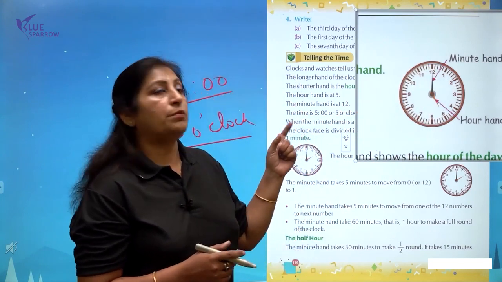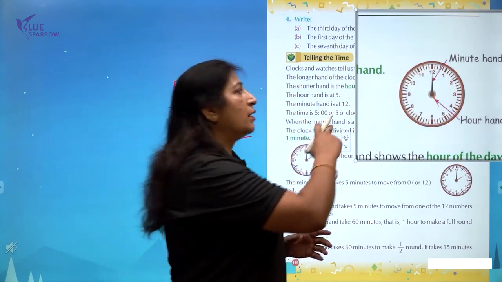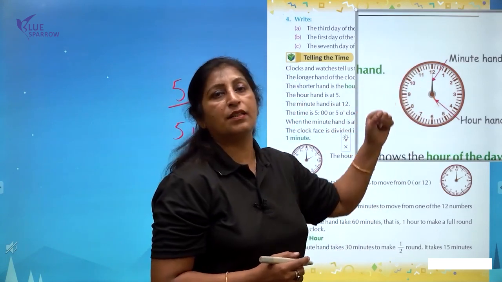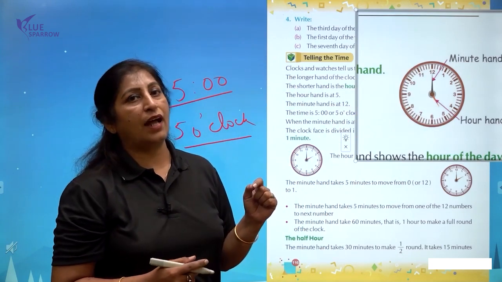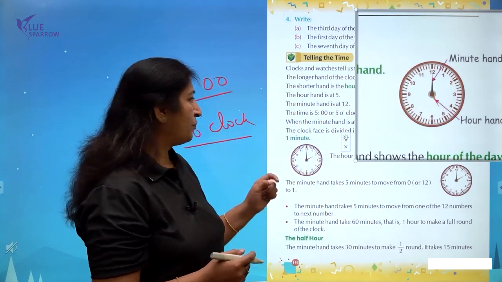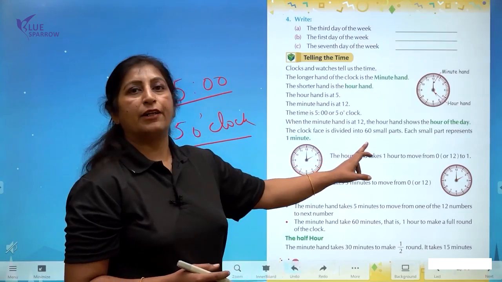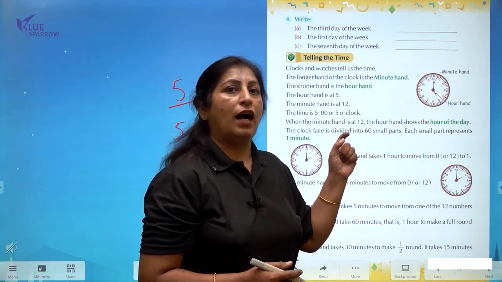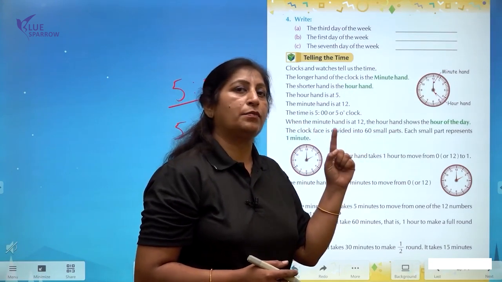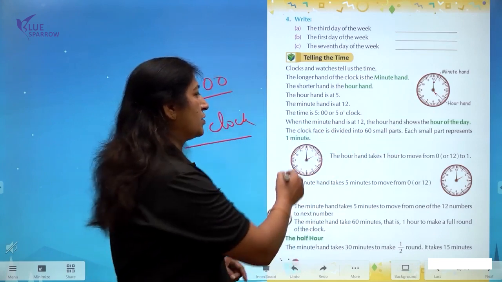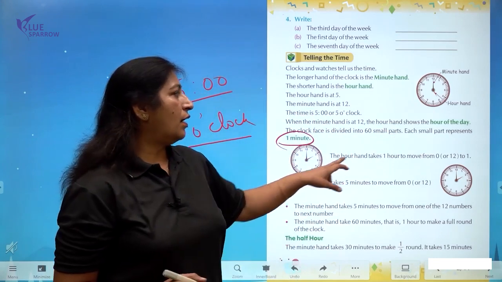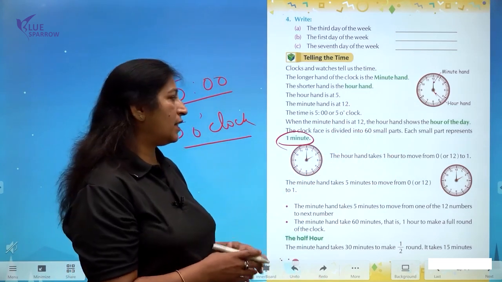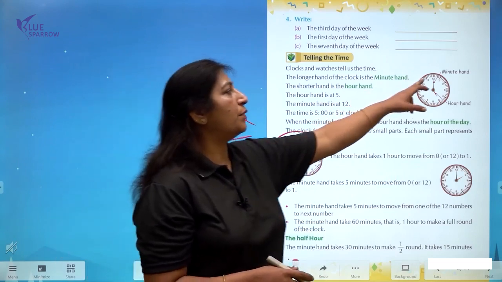And what about the minute hand? In 1 hour, it completes one round of the face. It means it covers 60 minutes in 1 hour. So, you can say that 60 minutes make 1 hour. The clock face is divided into 60 small parts, and each small part represents 1 minute. The hour hand takes 1 hour to move from one number to another and the minute hand takes 5 minutes to move from one number to another.